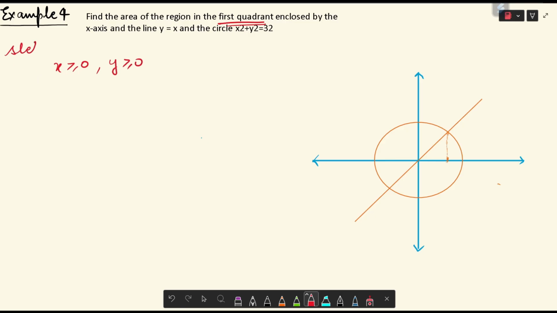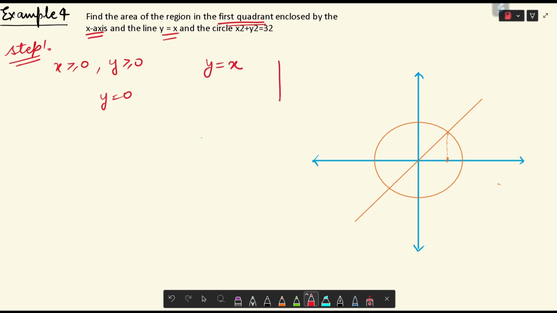Step 1, what is step 1? You need to identify the curves involved, right? Enclosed by the x-axis, so y equals 0. Okay, y equals 0 should be part of the shaded region, and the line y equals x. So another curve is y equals x.